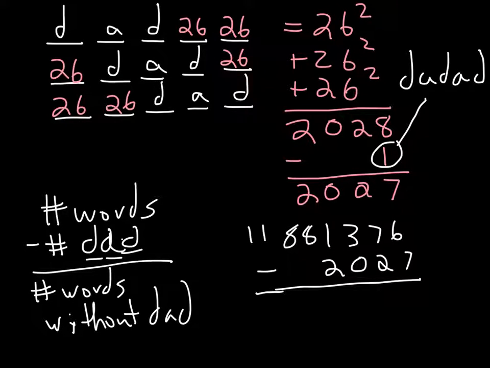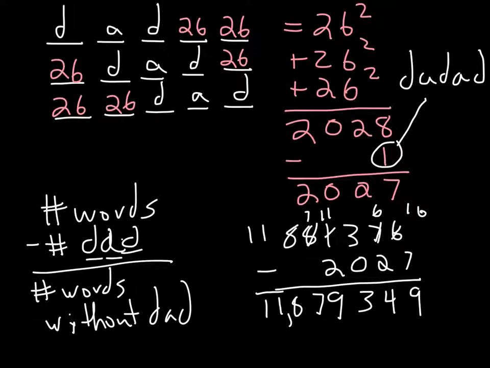let's do this quickly by hand, I guess. So this will be 16, so that's a 9, and we had to borrow 1 there. So that becomes a 6. 6 minus 2 is 4. 3 minus 0 is 3. So we need to borrow 1 from here. So that becomes a 7. This becomes an 11. That becomes a 9. 7, 8, 1, 1. So there are 11,879,349 5-letter words that do not contain the subword DAD.